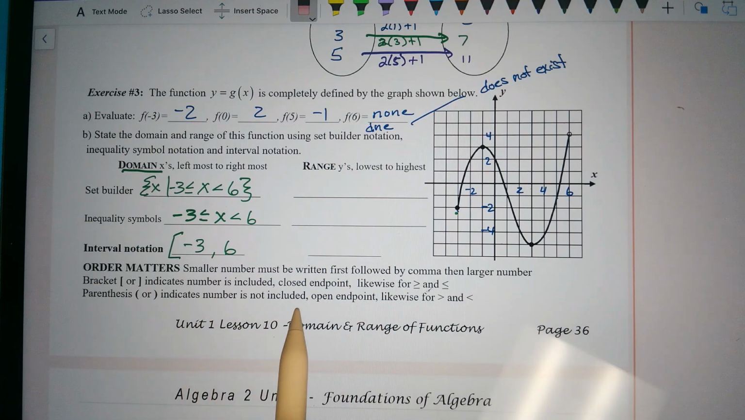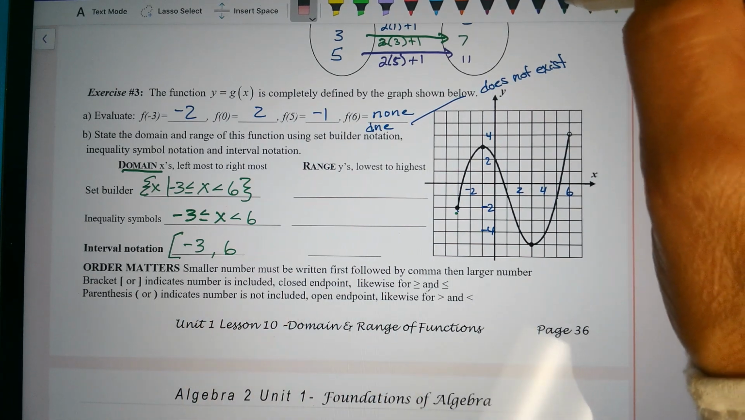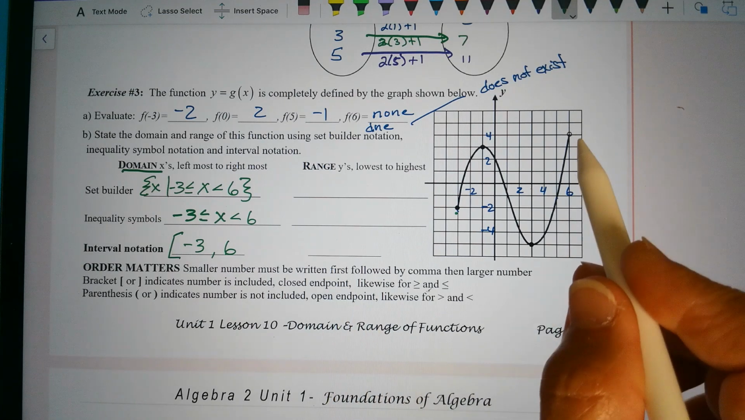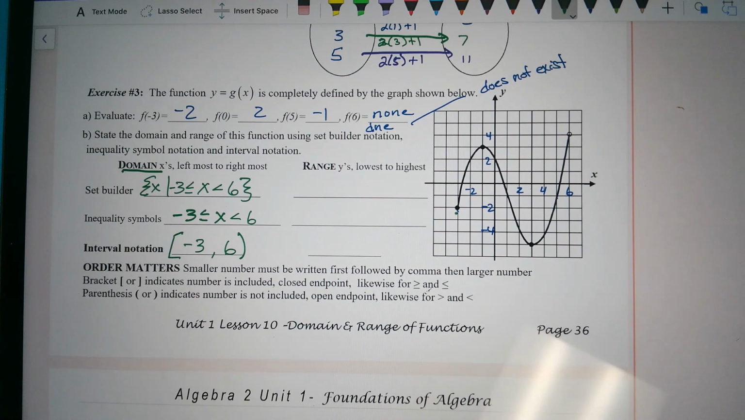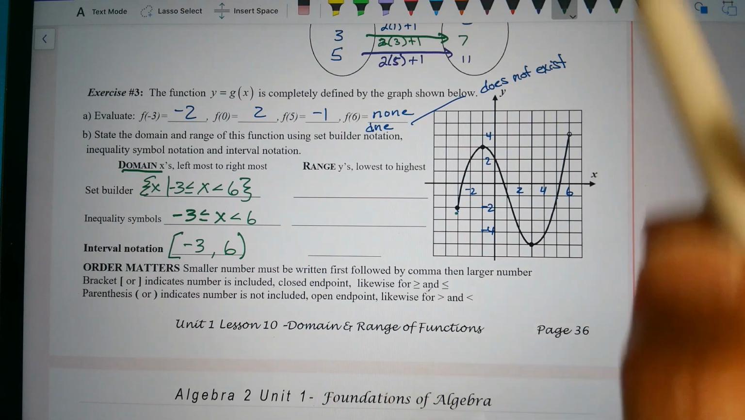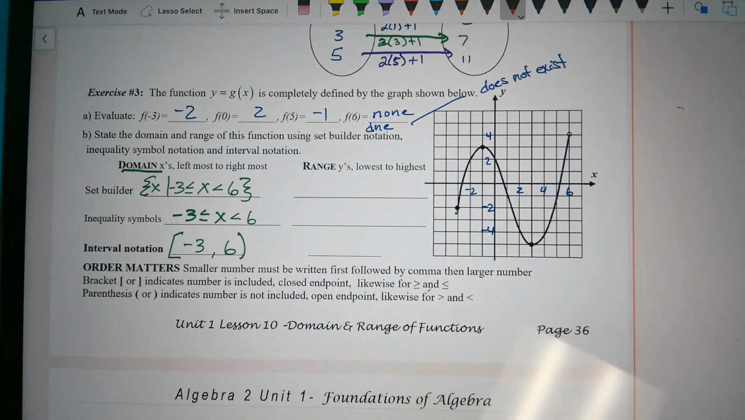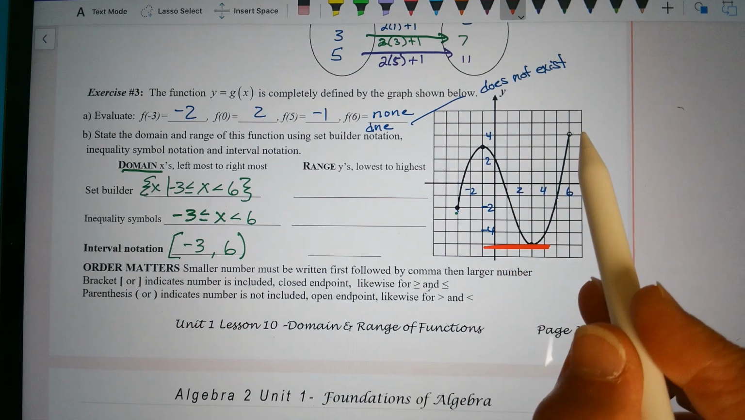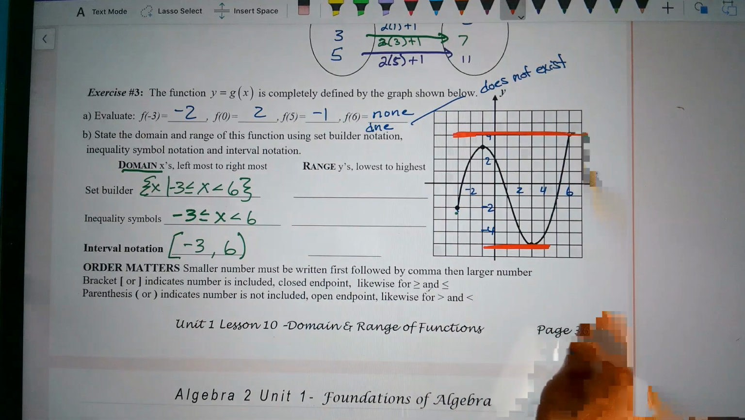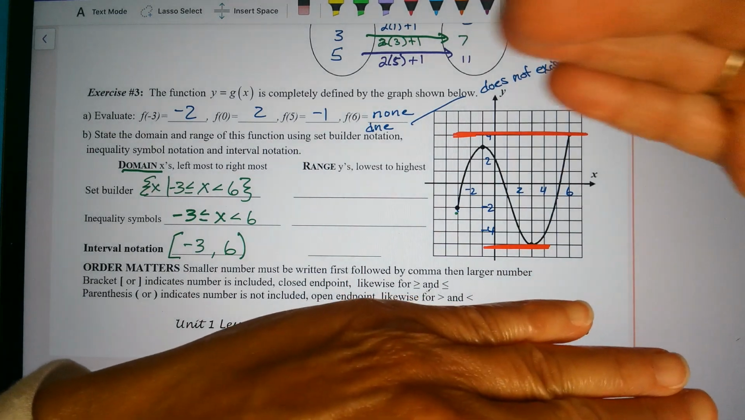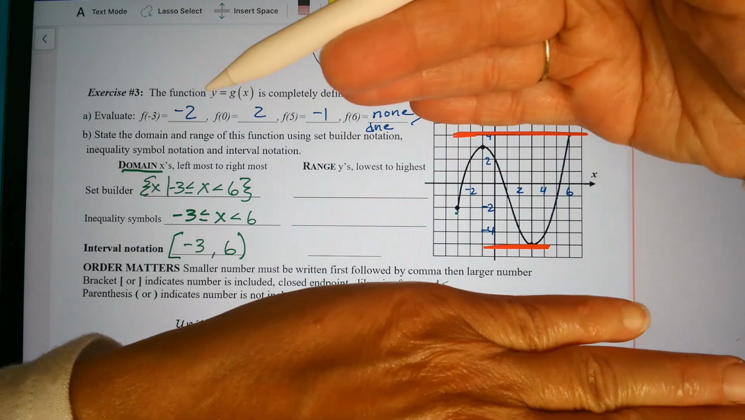Parentheses indicates the number is not included. It's an open endpoint, so this gets a parenthesis. Now for our range, range is lowest to highest y value. So you want to go from the lowest portion of the graph, which is here, to the highest, which is here. Lowest to highest. Again, use your hands.